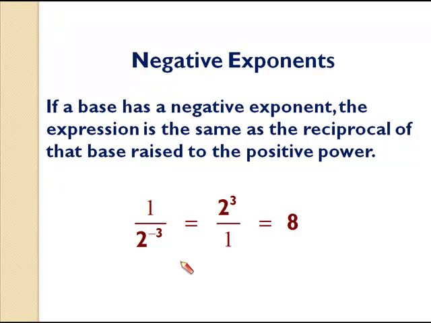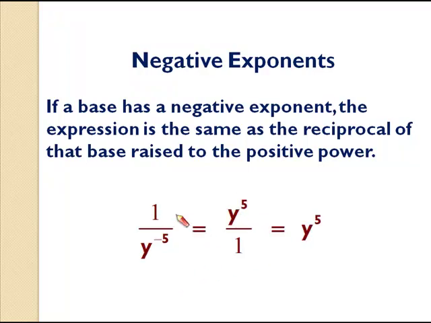Let's try another problem. What if we have a negative exponent in the denominator? Well, again, our base is 2. The reciprocal of 1 over 2 is 2 over 1. And the power becomes positive. So the negative 3 becomes positive 3. And we're left with 2 times 2 times 2, which equals positive 8.